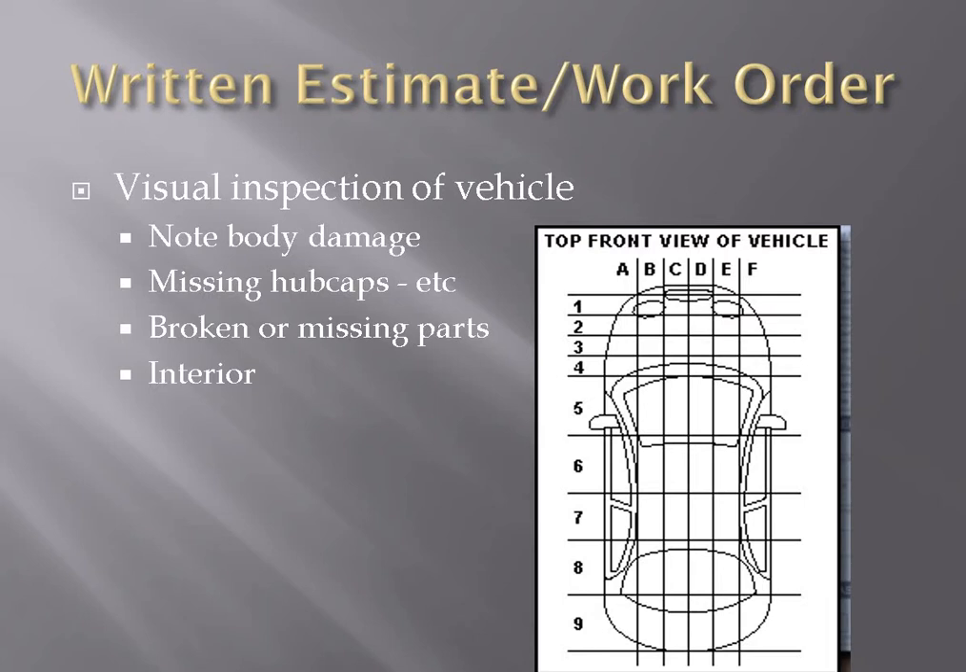The last item before having the customer sign is a vehicle walk-around. This is an opportunity to inspect the vehicle for damage. Any damage should be noted on the repair order. This can include dings and dents, missing hubcaps or wheel covers, broken or missing parts, or damage to the interior. This can help prevent the shop from being blamed for damage when the customer picks up the vehicle.